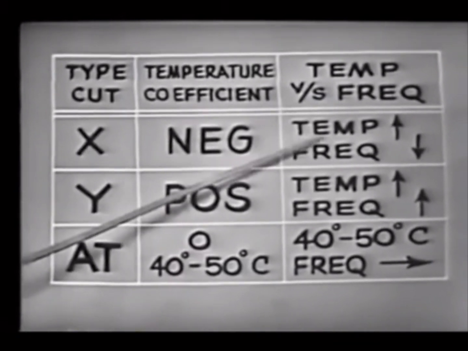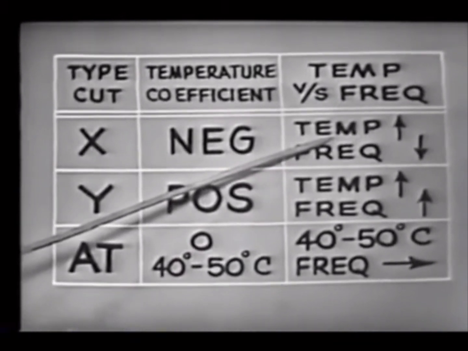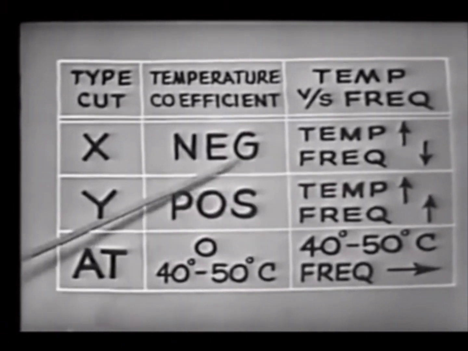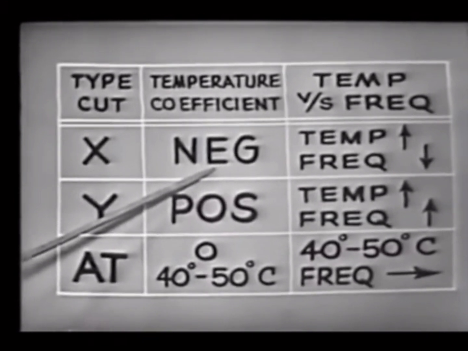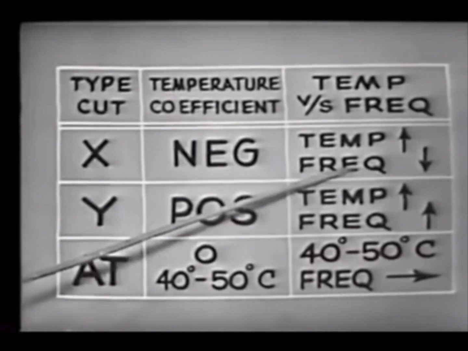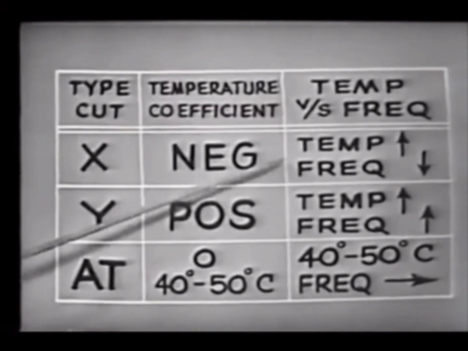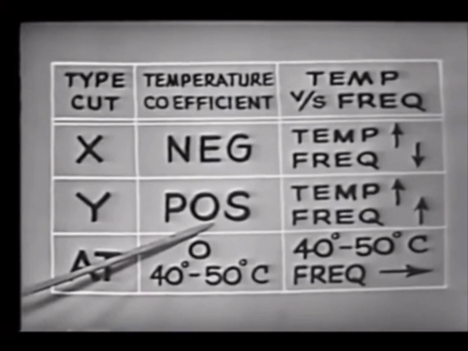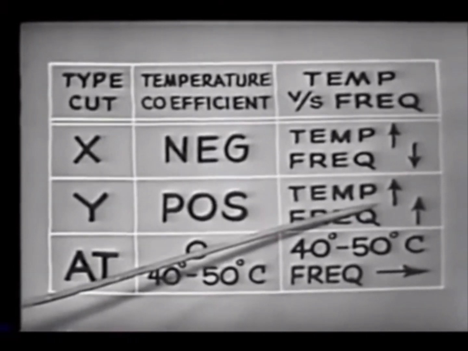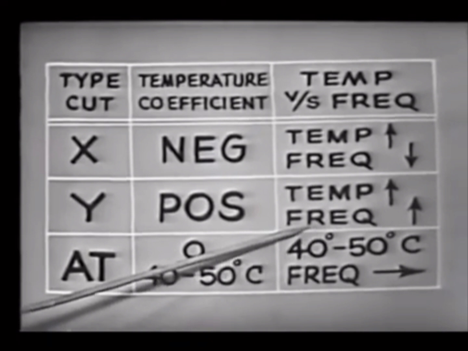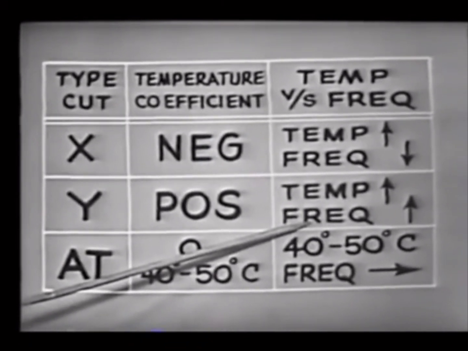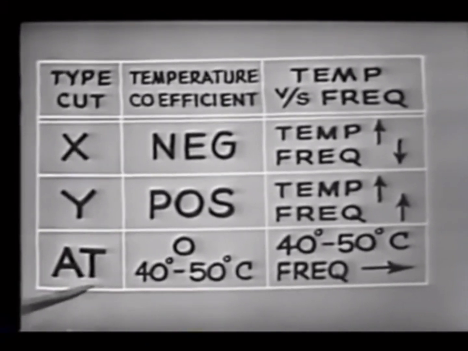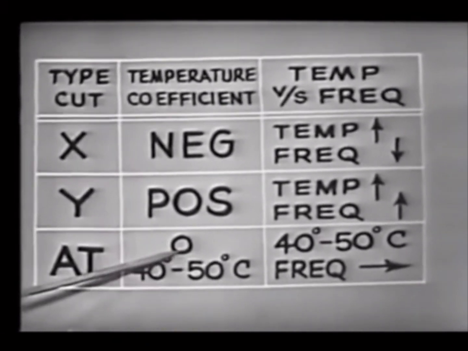This means that if temperature about the crystal increases, the crystal frequency will decrease. A negative temperature coefficient. An increase in temperature, a decrease in frequency. The Y-cut crystal has a positive temperature coefficient. If temperature increases, the frequency increases also. A positive temperature coefficient. The AT-cut crystal has a 0 temperature coefficient.